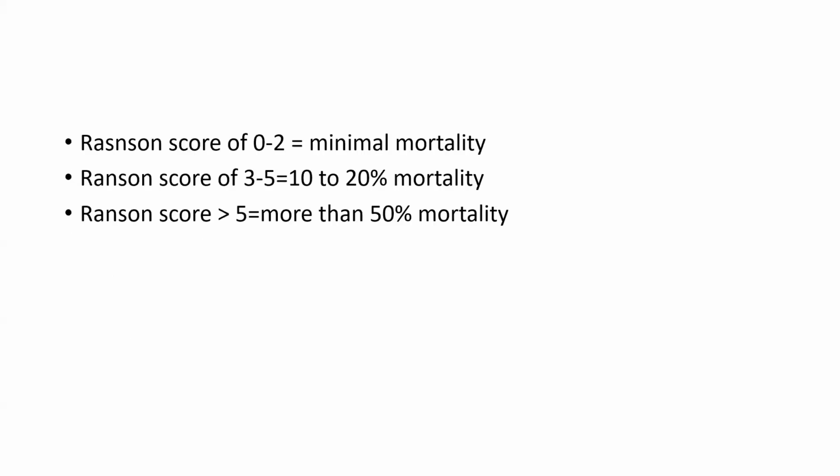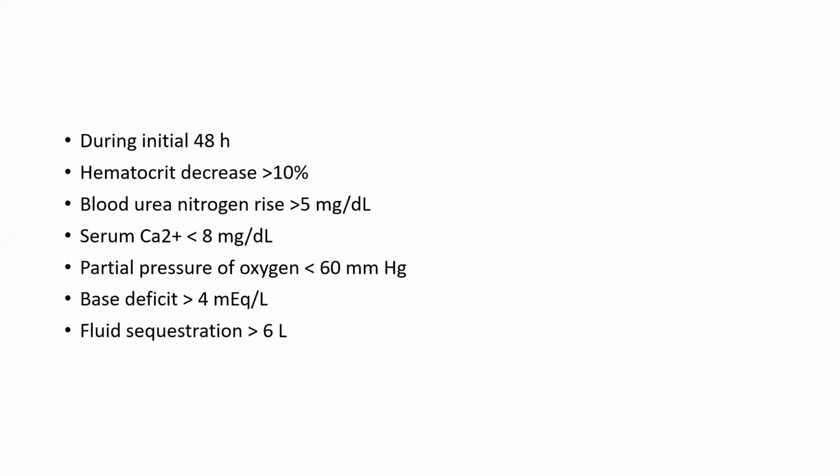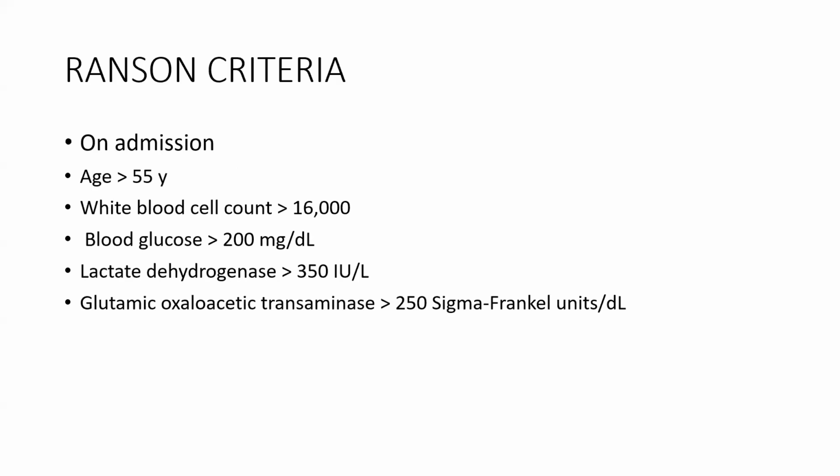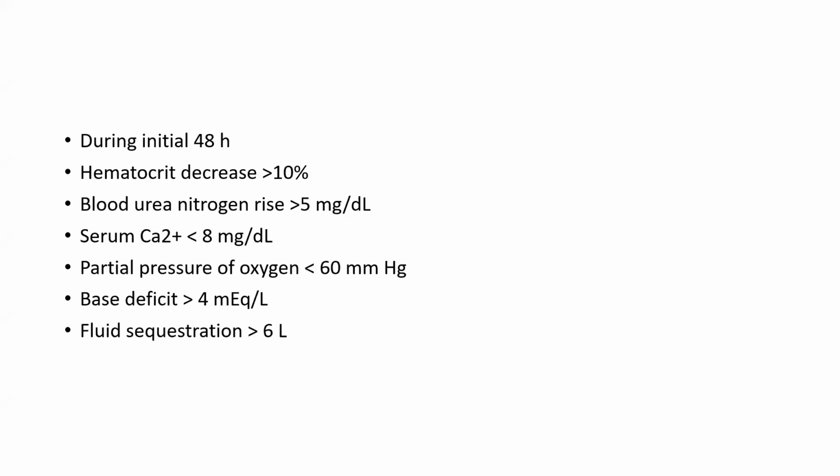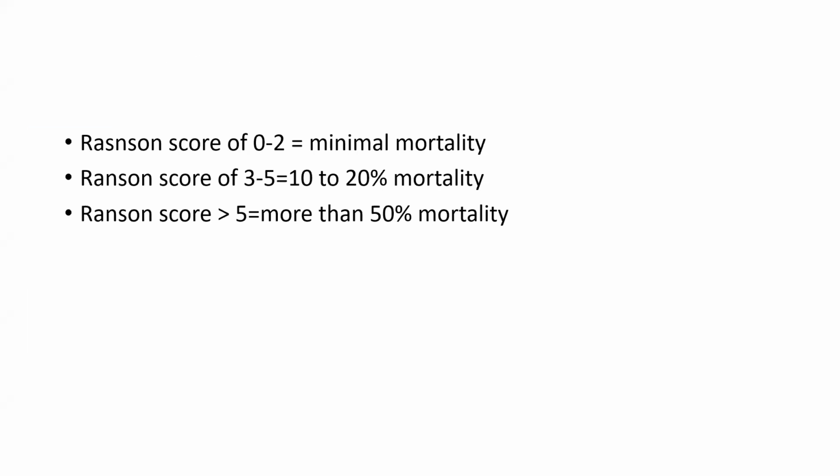The further categorization is based on the Ranson score. If the score is 0 to 2, then it has minimal mortality. If the score is 3 to 5, then it has 10 to 20% mortality. If the Ranson score is more than 5, then it has 50% mortality. All these criteria carry 1 point each, and according to that, we need to calculate.